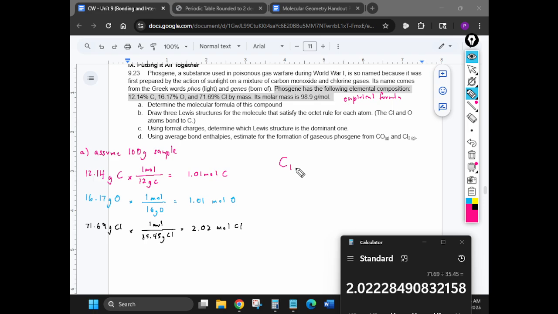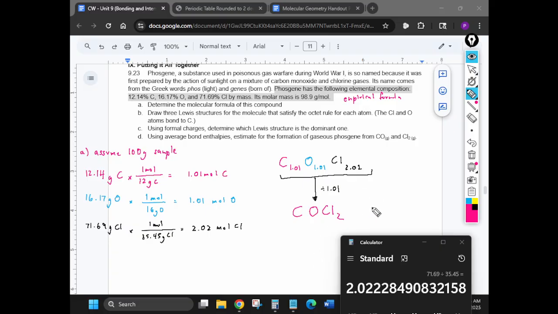So C will be 1.01. O will be 1.01. I know some of you guys are like, I know what it's going to end up as, but I'm just trying to show you for the sake of example. And then what you do is you want to divide by the smallest number. So you are going to divide by 1.01, and that will give you the empirical formula C1O1Cl2. So COCl2. I like that.